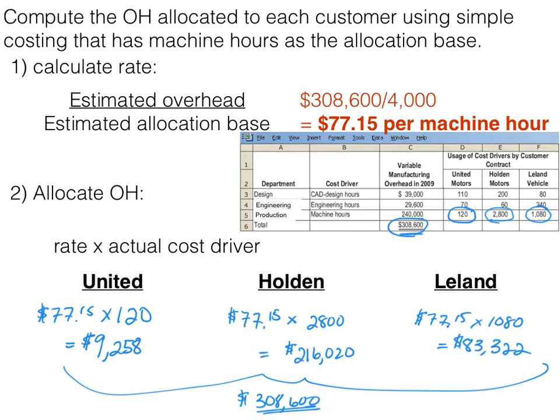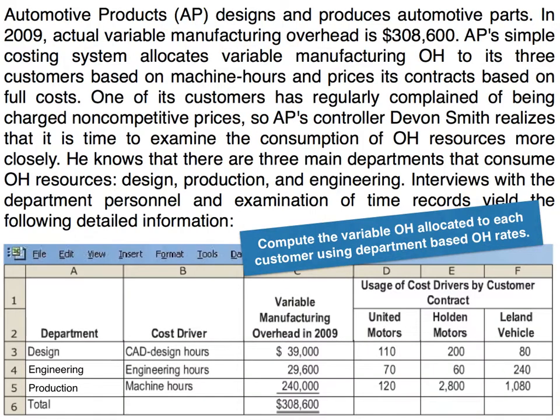So now that we've finished using the simple costing method, we're now going to move to the activity-based costing method. So here's the original problem, and now we want to use the activity-based costing method and compute the variable overhead that's going to be allocated to each customer using department-based overhead rates. And that just means activity-based costing. So again, we have three departments or three activities, so we're going to need to calculate three rates.